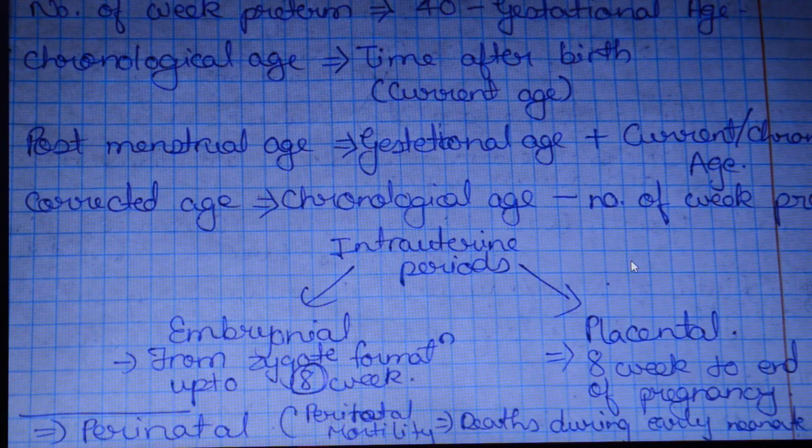And what is the corrected age? Corrected age means, if a baby is a preterm baby, we can know how many weeks preterm it is, or what the correct age of this baby is after subtracting from the current age. And for this we have some periods, the intrauterine periods, that is inside the uterus. The periods are divided into the embryological period and the placental period, that is the placental development.